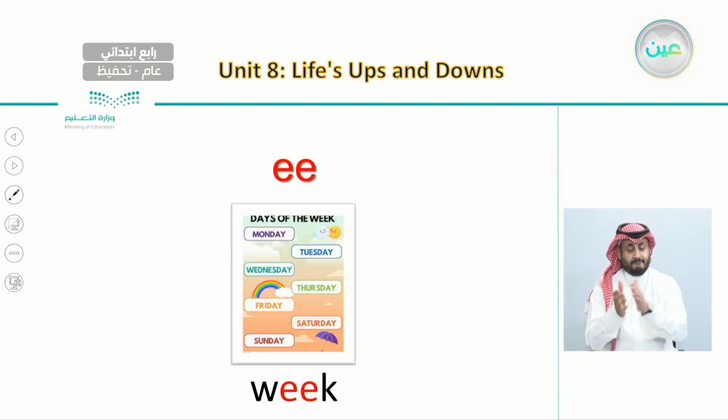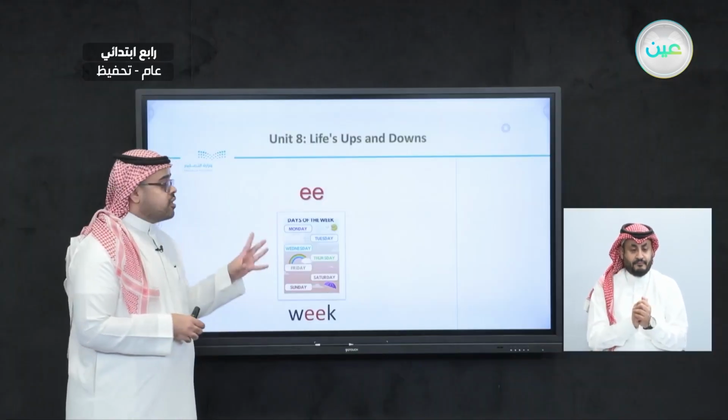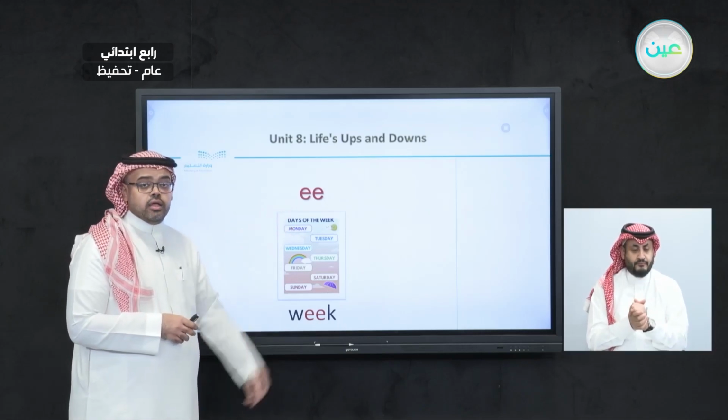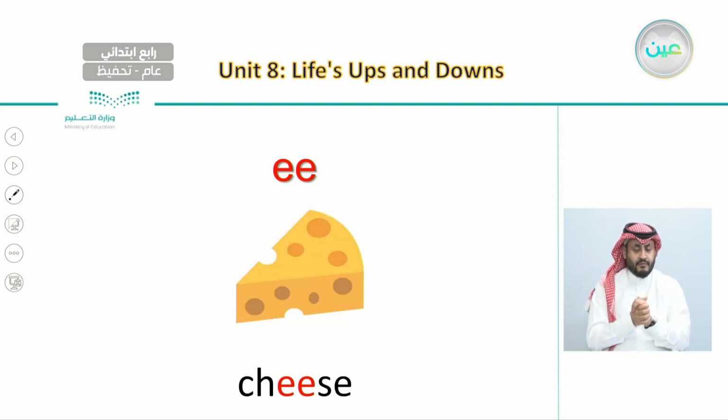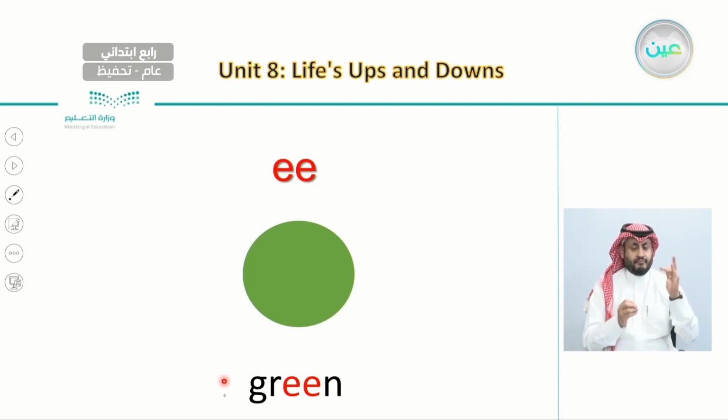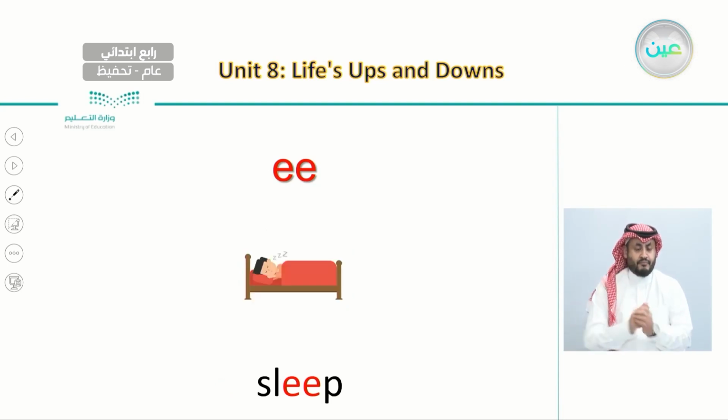Now let us move on to the last set of words that has the EE letters. The first word we have is week. Very well. And cheese. Green. Sleep.